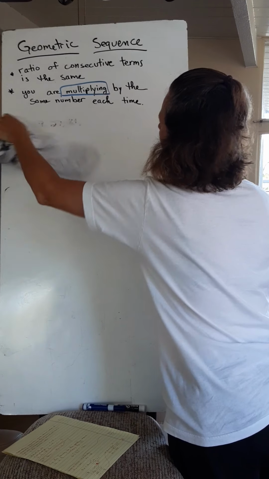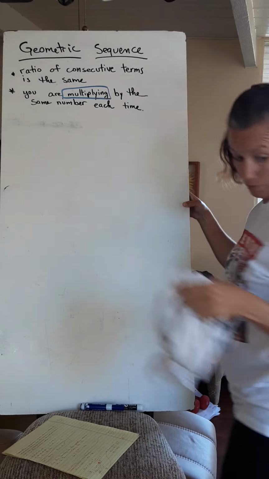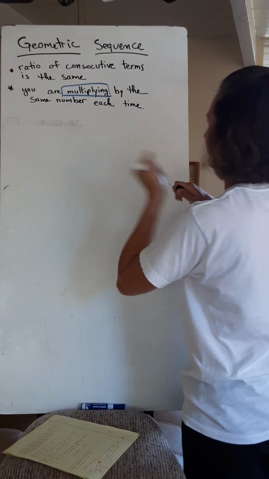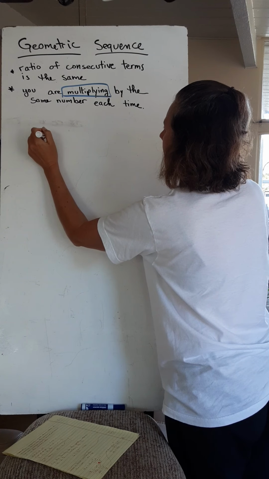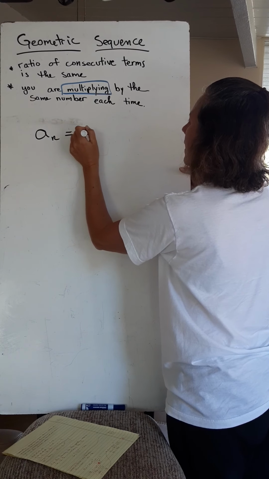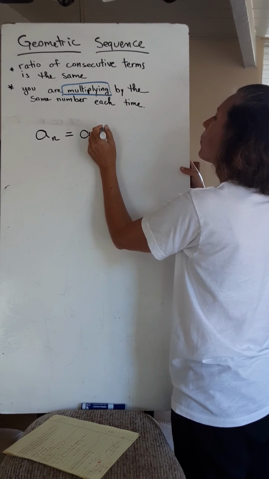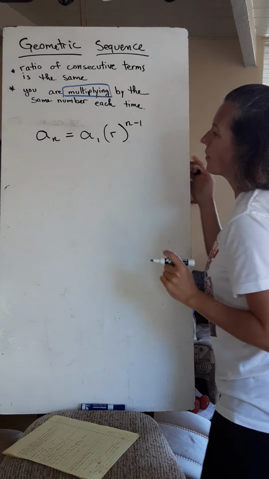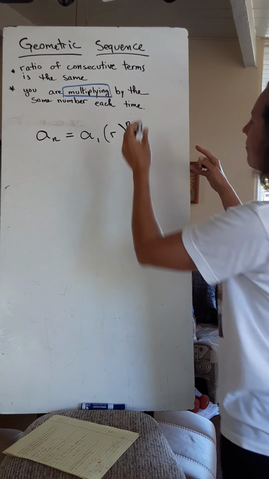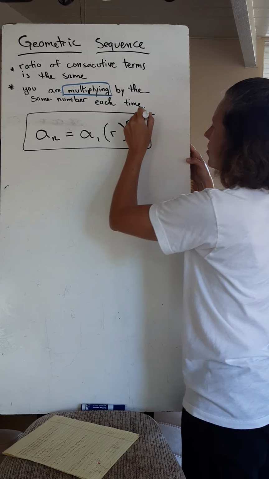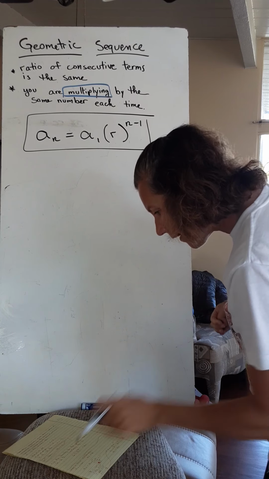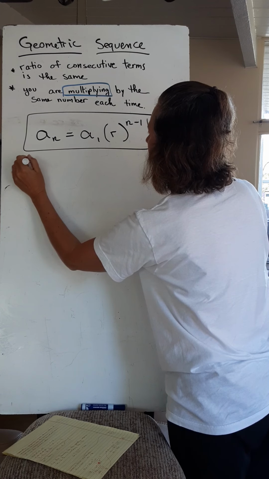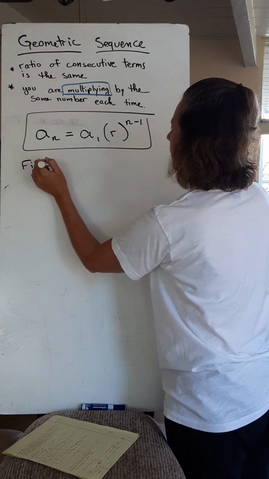Our geometric sequences, we are still going to have a sub n equals a sub 1, but we're multiplying r to the n minus 1. This is our formula that we need to remember. If we are given a problem that says, find the formula for the geometric sequence.